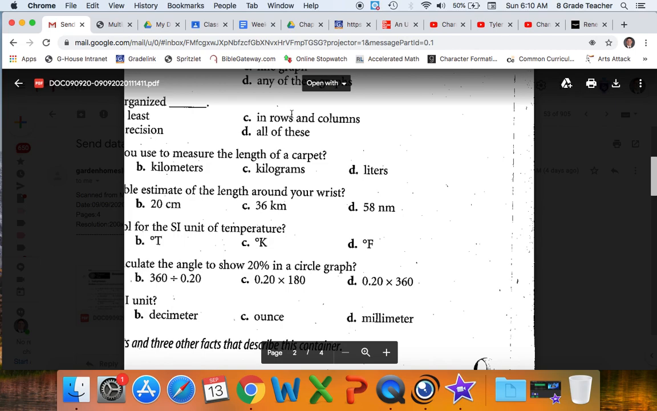B, 20 centimeters. Okay, we might have to come back to that one. C, 36 kilometers, way too big. And D, 58 nanometers, even smaller. B was the only one that made sense by process of elimination.